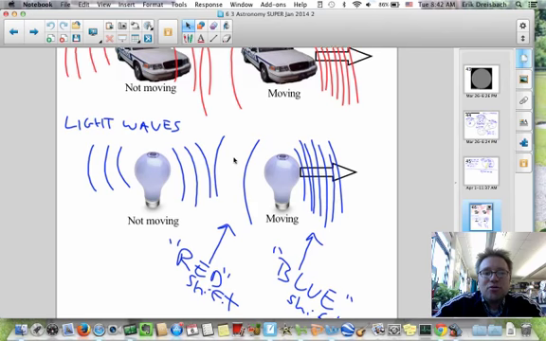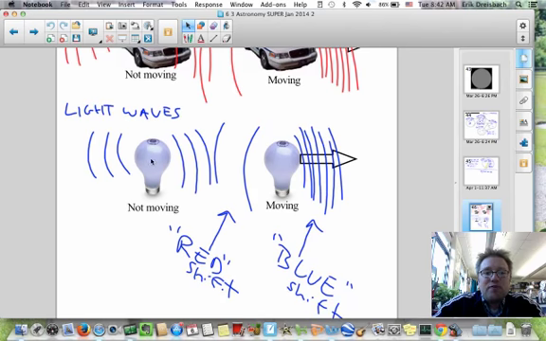Well, the same is true with light. If something is giving off light and it's not moving, the light will be perceived to be the same on either side. But if it is moving, the light on the side towards which it's going is more squished together. It causes what's known as a blue shift. Reversely, on the back side, if it's moving away from the observer, it has a red shift. Now, what does that have to do with astronomy?